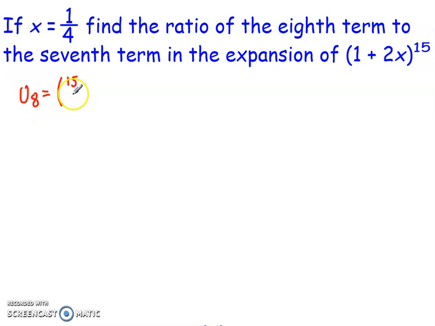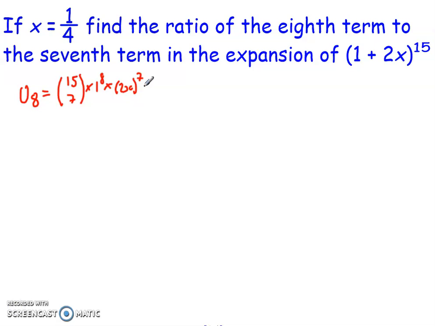So the 8th term is actually given by 15, 7 from my binomial coefficients. It's then going to be times 1 to the power, remember it's n minus r, n is 15, r is 7, 15 minus 7 gives me to the power of 8, then it's going to be times the 2x to the power of r, which is equal to 7. Quick check here, add the two powers, 8 plus 7 is 15, that's exactly what you should get.